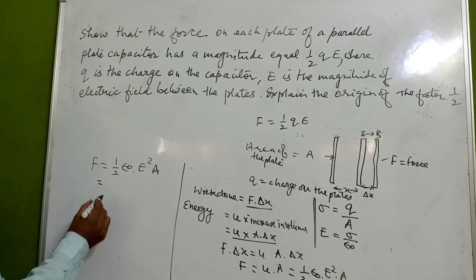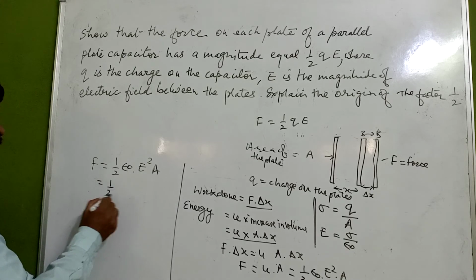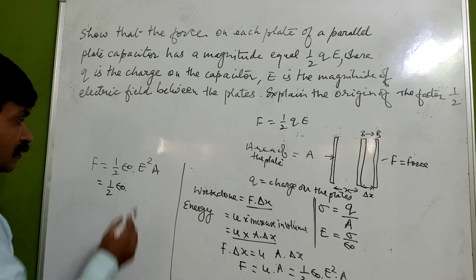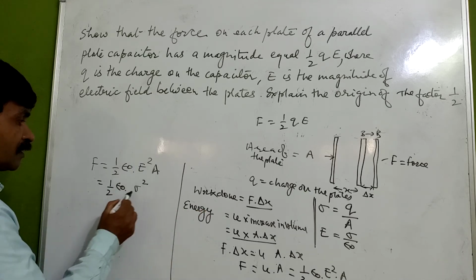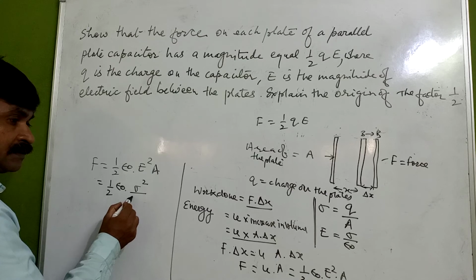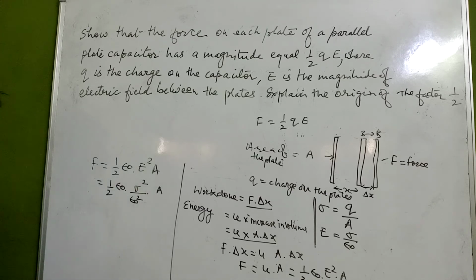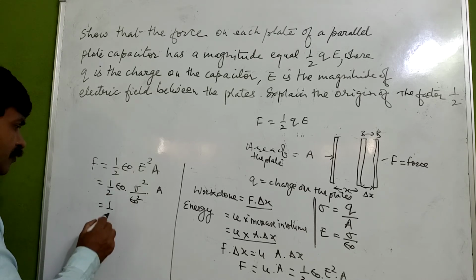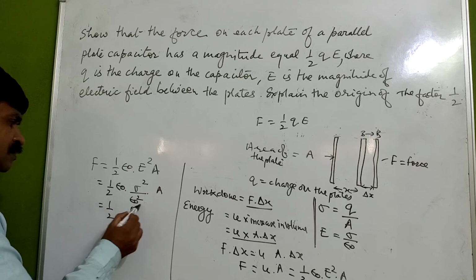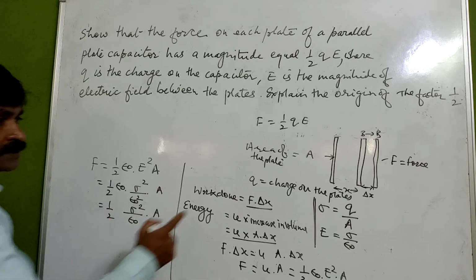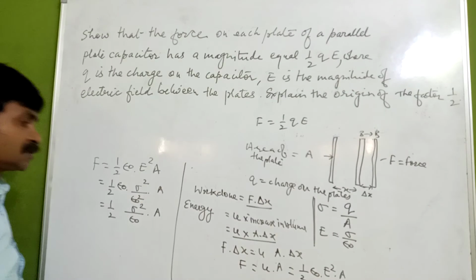So what we are getting? It is going to be 1 upon 2 epsilon naught, instead of E, what we can write? Sigma square upon epsilon naught square into A. Okay. Now if we go with this, 1 upon 2 sigma square upon epsilon naught into A, and sigma is equal to what we have got?